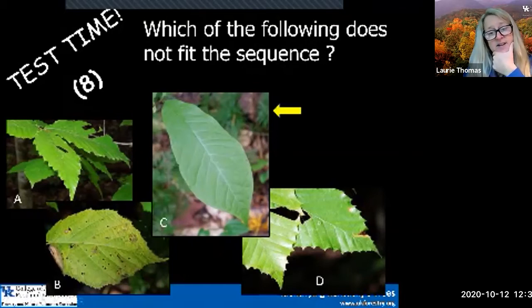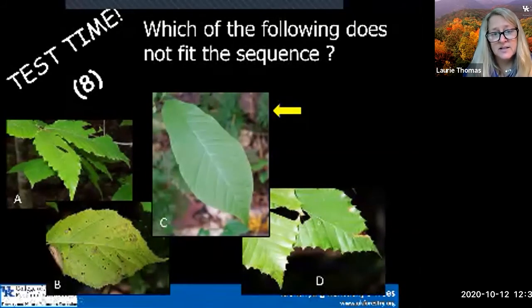And it doesn't fit the sequence because all of these have serrated leaf margins and this one is not serrated at all. This is from our pawpaw.